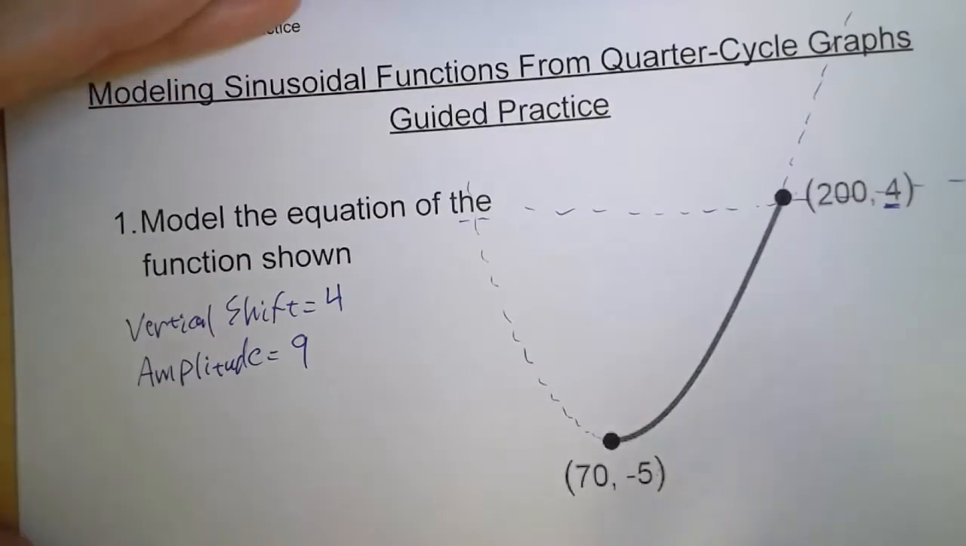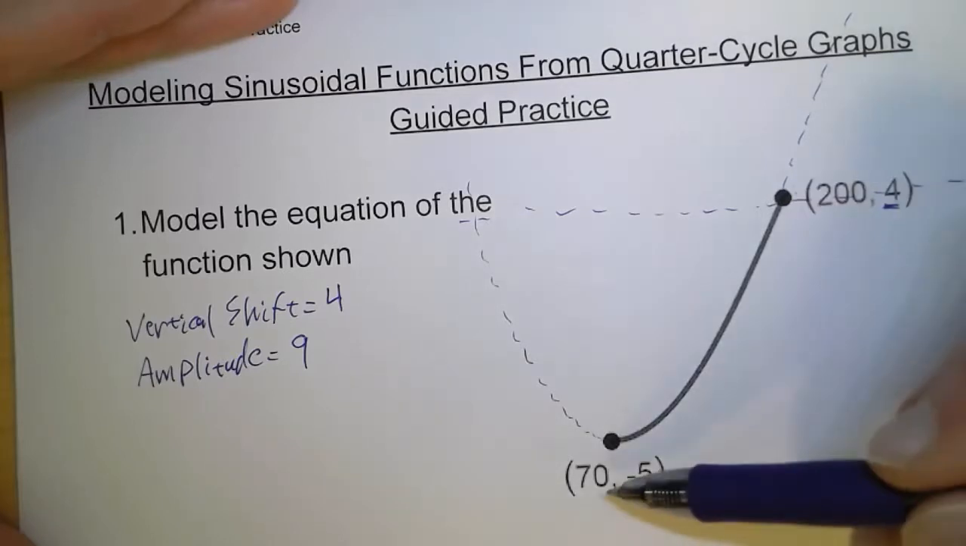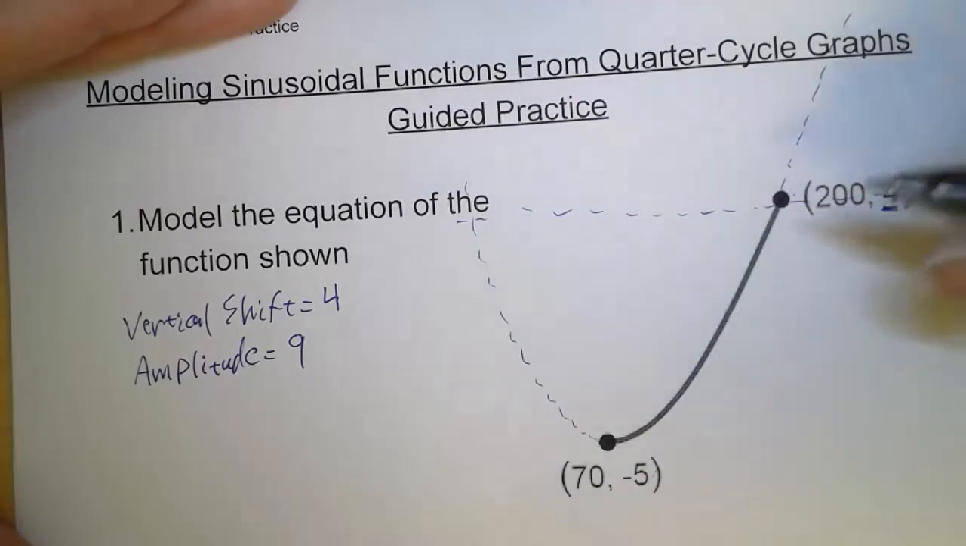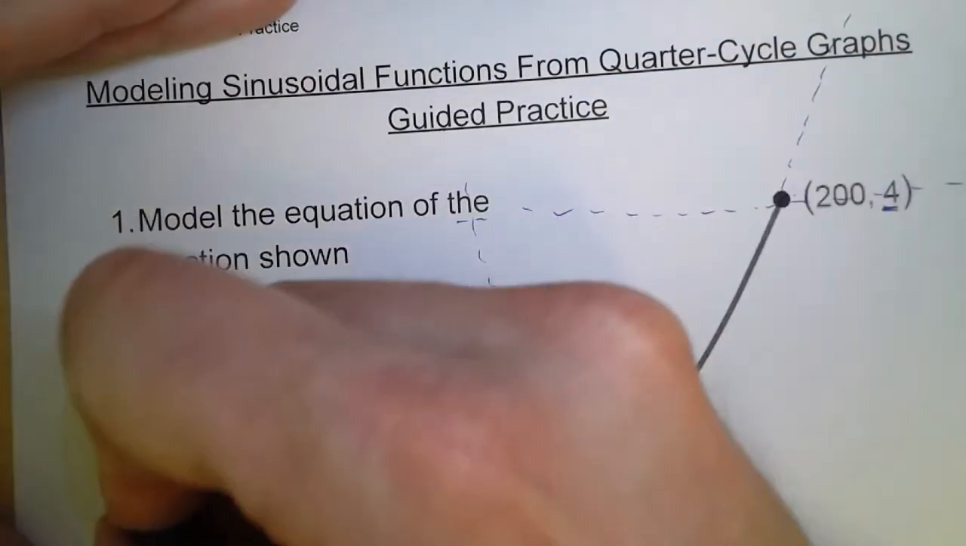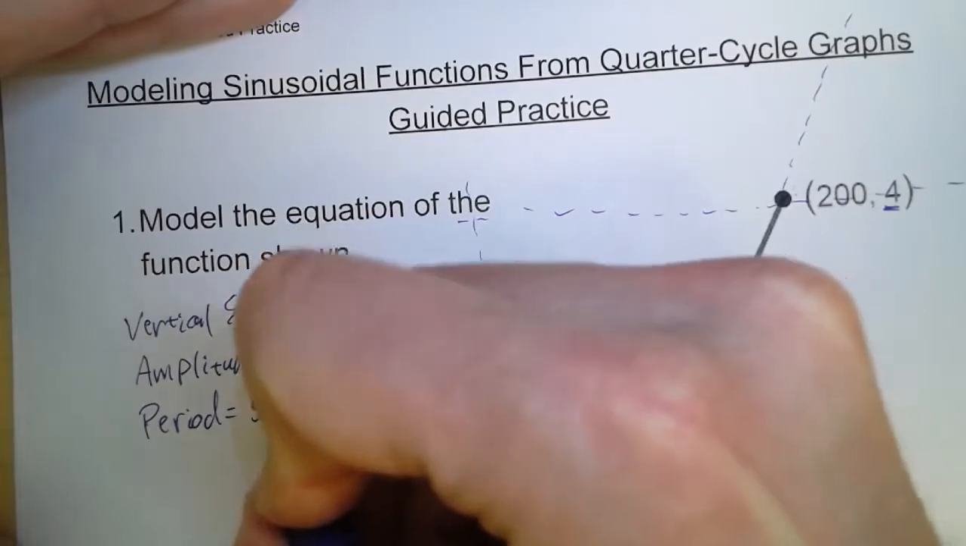Now what is the period length? Well, from here to here is a length of 130. Now this is a quarter cycle, so that means it's 4 times that. So our period length is going to be 520.